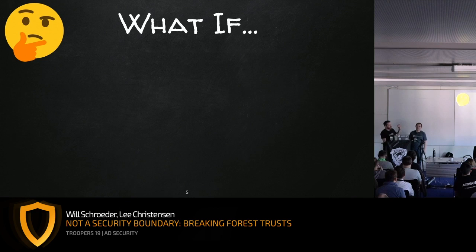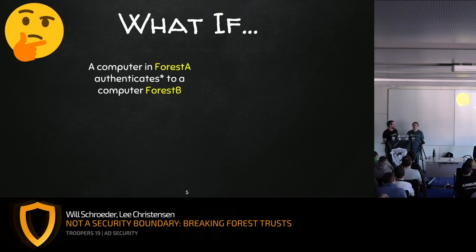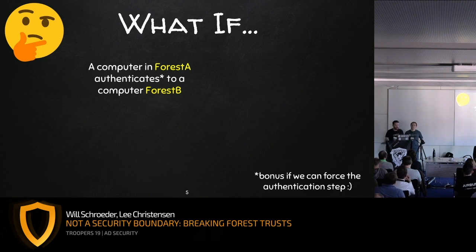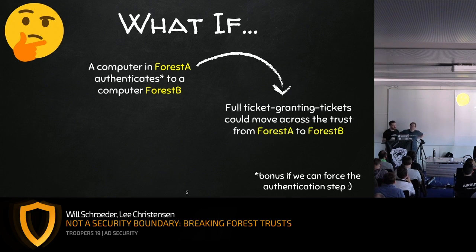So we're just going to give a super high overview first, then we're going to dive into a lot of the details so people can hopefully understand all the components of this. So, okay, we know that forests are boundaries. But what if we had a computer in forest A that authenticates to a system in forest B? Normal behavior. Bonus, and this will be relevant later, if we could force a computer in forest A to authenticate to a specific computer we want in forest B.